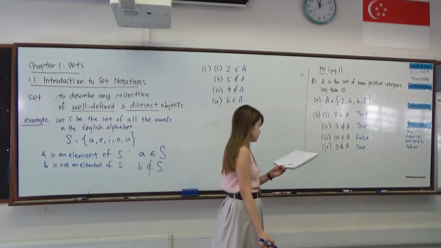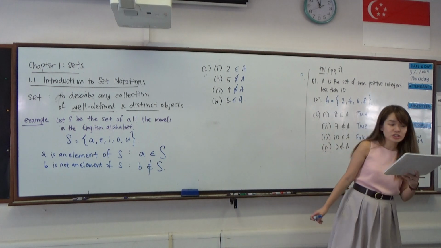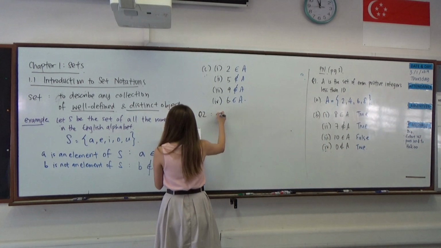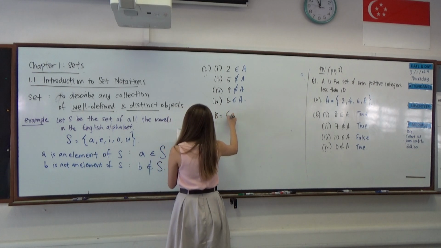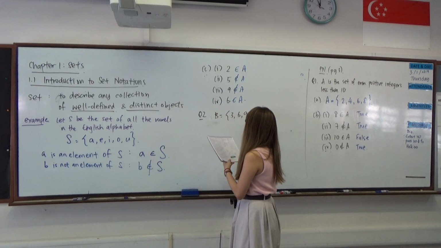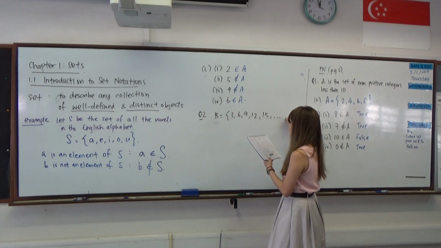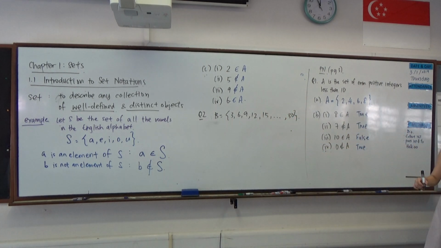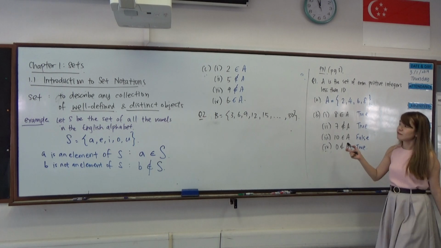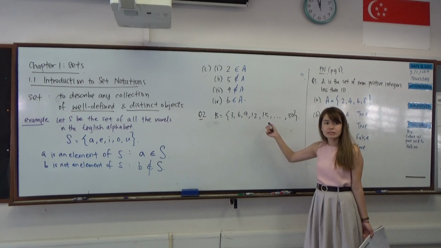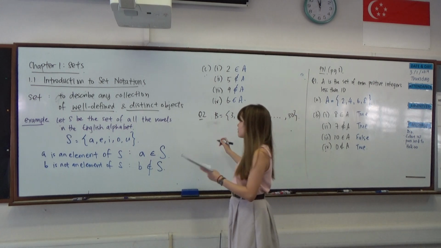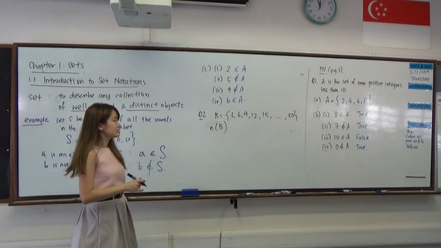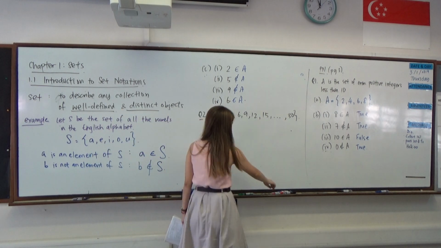Element. Okay. So question 2, if we have a set B, okay, in this case they did not list down all the elements, right? But you can definitely tell what are the elements supposedly inside this set. Okay, and then they want you to find the number of elements of this set. So how many are there? 10.